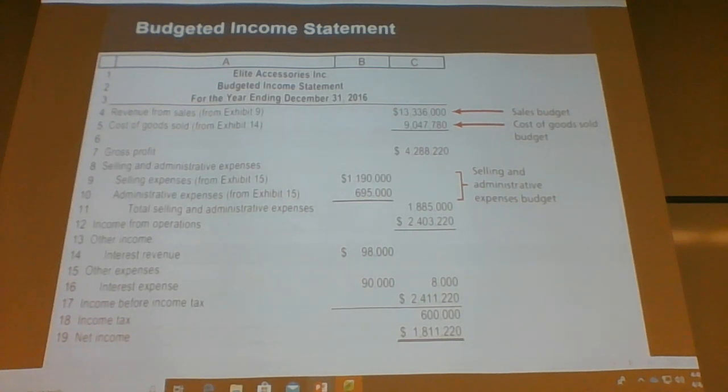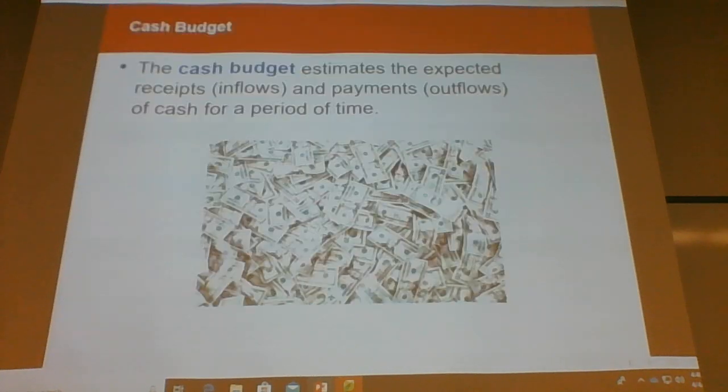Probably should point out, and it was on one of the slides a couple of slides back, that on this budgeted income statement we do have all of our non-operating items as well, such as interest revenue, if we have it, and interest expense. Then we'll also have items such as our budgeted income tax expense for the year, to arrive finally down here at our budgeted net income. Okay, so that's it for the budgeted income statement. It's those three components: the sales budget, the cost of goods sold budget, and the selling and administrative expenses budget.